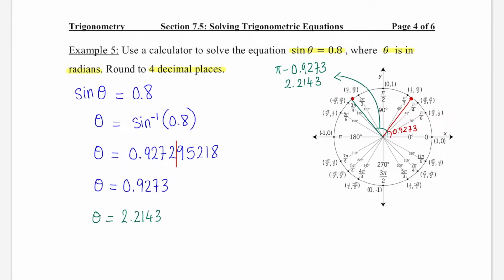These are the two answers if theta is in between 0 and 2 pi. However, in this problem, they didn't say so. That means theta is in the set of all real numbers. That means the solution will repeat after every 2 pi's. So my solutions are 0.9273 plus 2 pi k and 2.2143 plus 2 pi k. And make sure that k is an integer. And these answers are in radian.